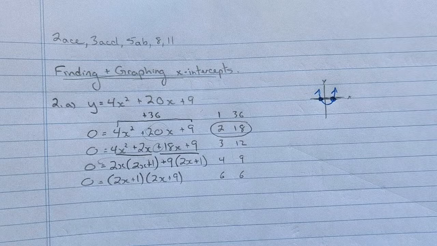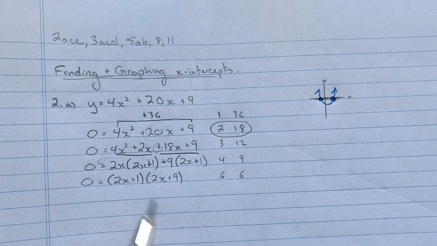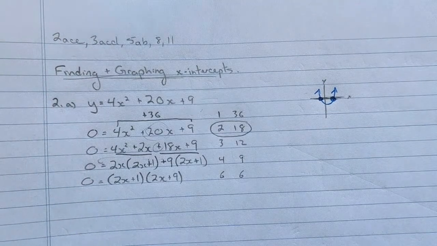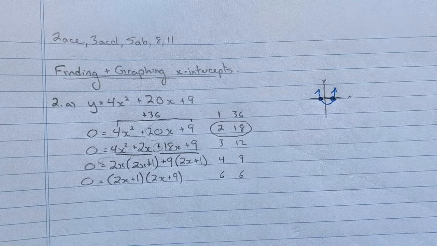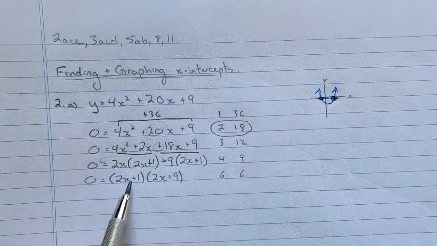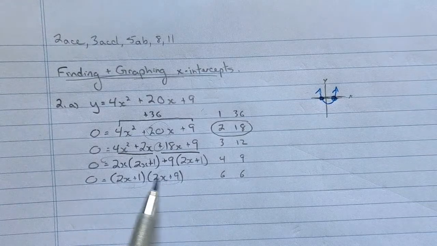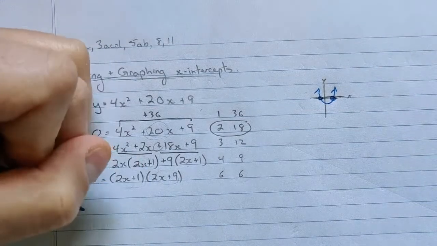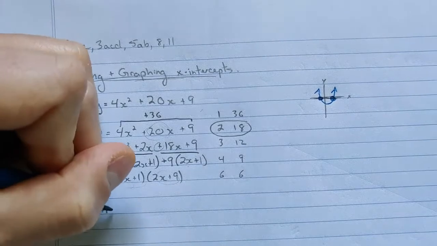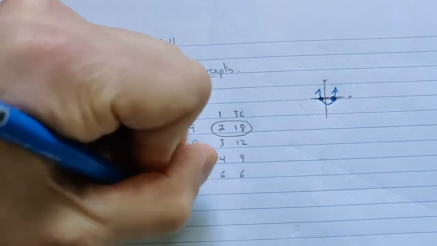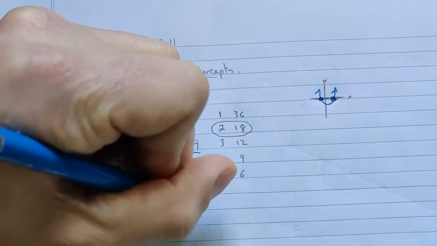How do we actually get the x-intercepts? Well, in any multiplication question, if you multiply something by 0, the answer is 0. So either this term is 0 or this term is 0. So either 2x plus 1 equals 0 or 2x plus 9 equals 0.